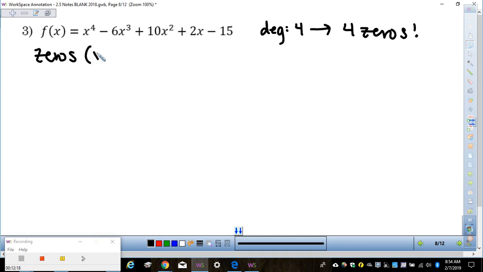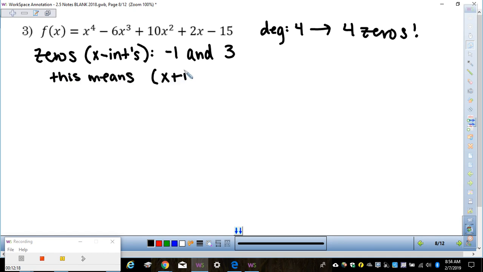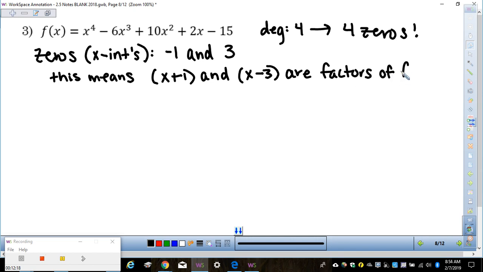Let's make a note of this here, that the x-intercepts we saw on the graph are at negative 1 and 3. So this means x plus 1 and x minus 3 are factors of f of x. So just as we did before, in the last problem, we're going to do synthetic division to divide our polynomial by not one, but both of these factors.